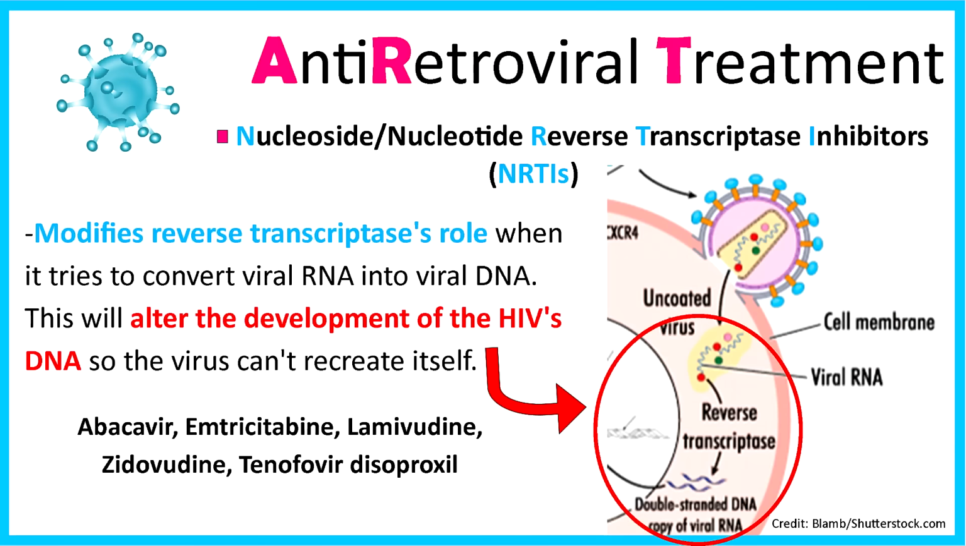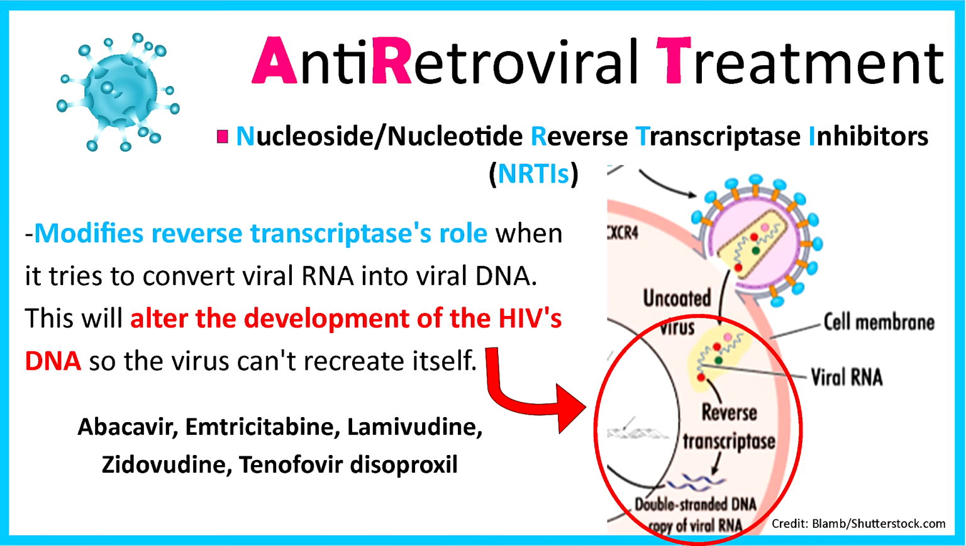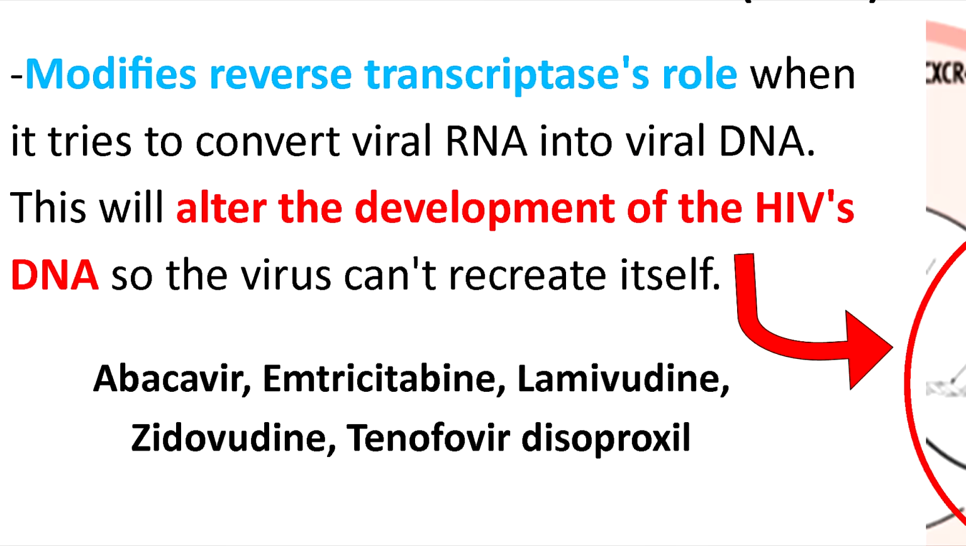Then we have nucleoside or nucleotide reverse transcriptase inhibitors, and these are a little bit similar to the last ones we talked about, but they modify reverse transcriptase's role when it tries to convert viral RNA into viral DNA. And because of this, it will alter the development of how that viral DNA develops, so the virus really can't recreate itself. An example of this type of medication is abacavir.